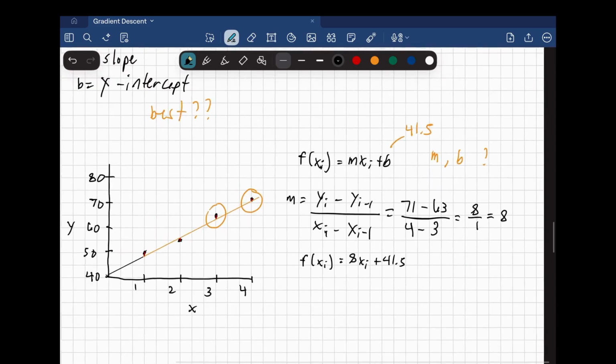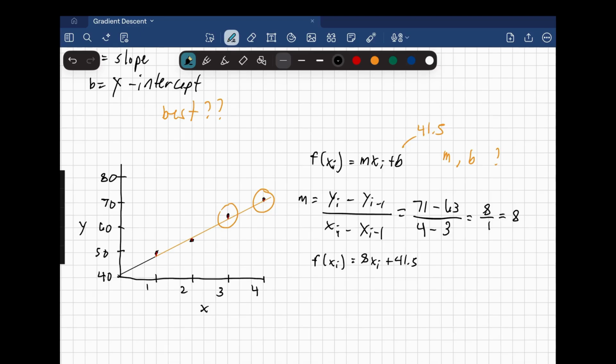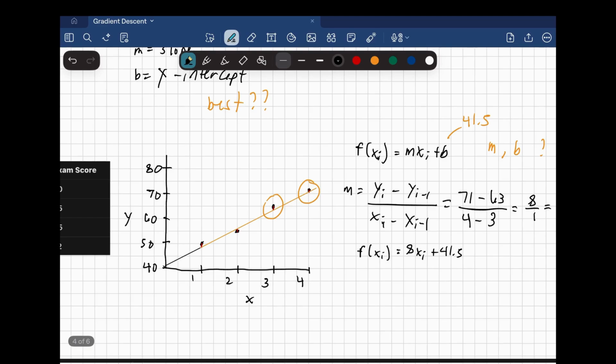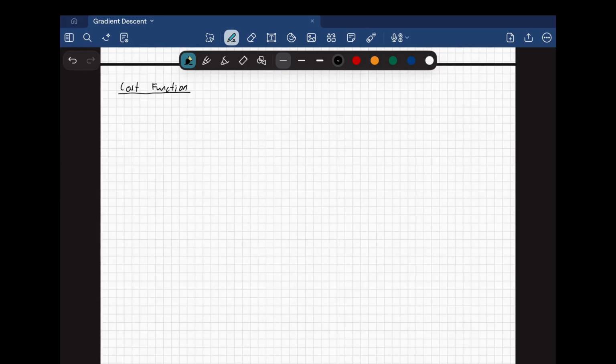What I did is I just solved it graphically and analytically, but there are other methods to solve this. And some predictions will be too high or too low, so we need a single number that measures the total error of the model. That's where the cost function comes in. Next, we move on to the cost function.